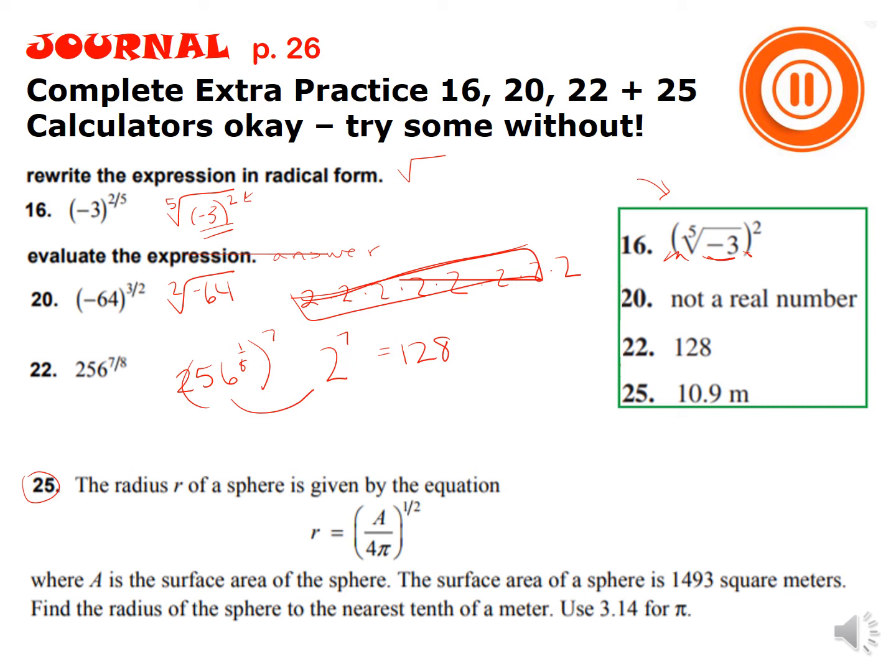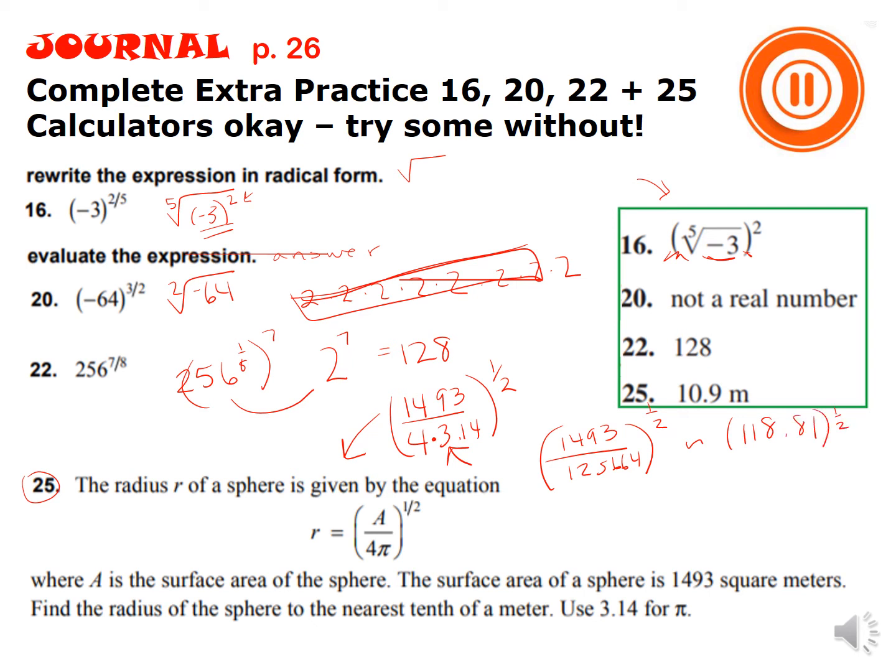Okay, so for this one, the radius of the sphere, they're giving you the surface area is 1493, and we're putting that over the 4 times 3.14, parentheses to the 1/2. So you want to solve what's in here first. So I did 1493 divided by 12.5664 to the 1/2, and that is approximately 118.81 to the 1/2, and that's how they got that answer.